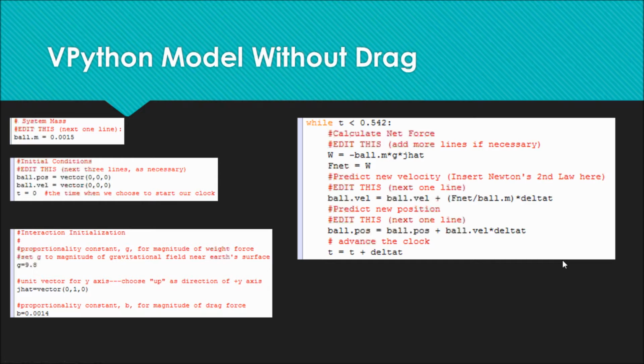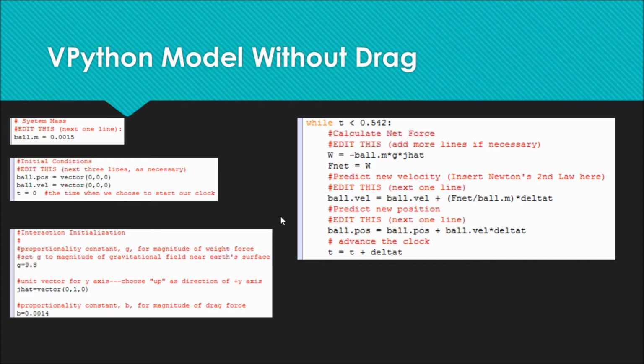Next, I made a model of the motion of a falling object in VPython. Here we can see the initial conditions in this part, in this part, and this part. And here we can see the input of the physics concept, Newton's second law. However, this concept is flawed.